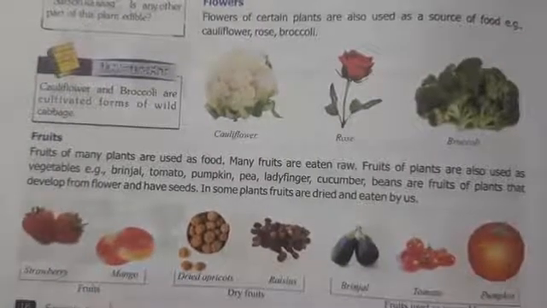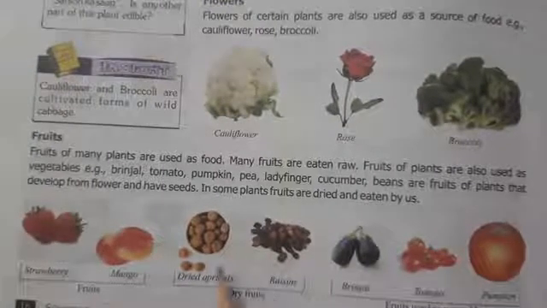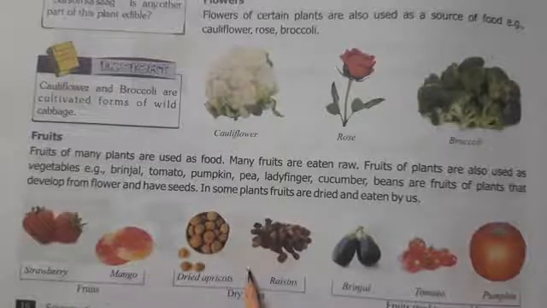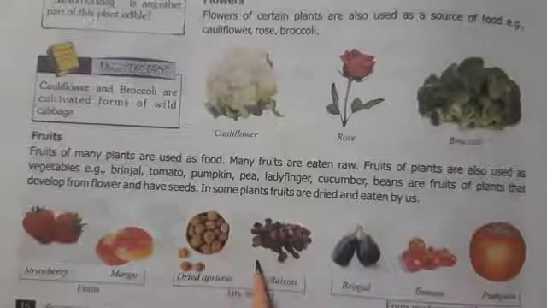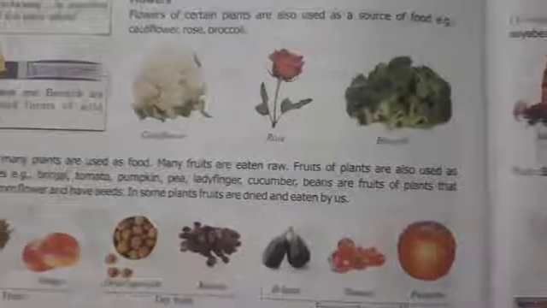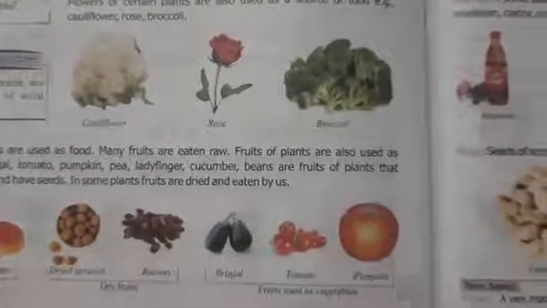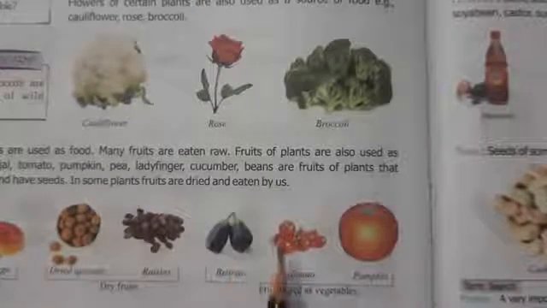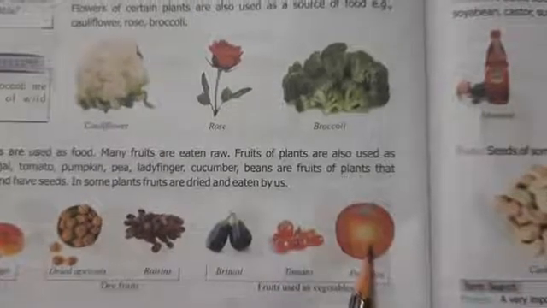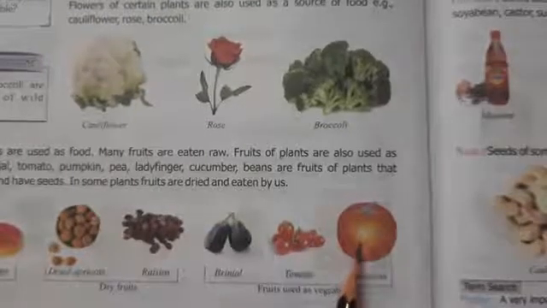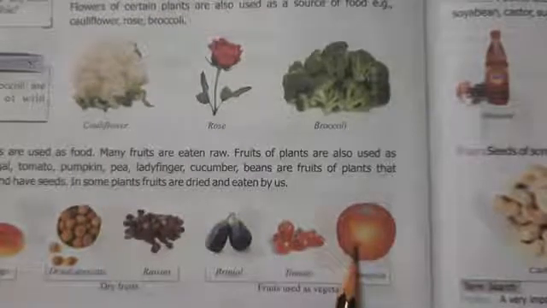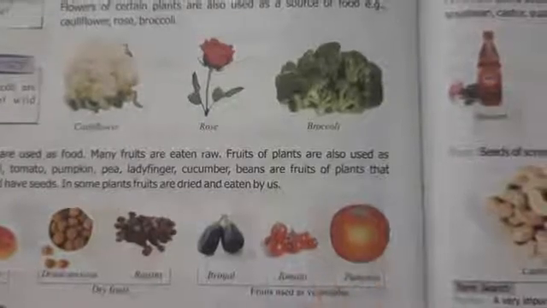Then you know about dry fruits. Dry fruits, you have got apricots, raisins, cashew nuts, almonds. All these are dry fruits. Then the fruits which are used as vegetables. We use them as vegetables: brinjal, tomato, pumpkin. But actually, what are they? They are the fruit of the plant. They are not vegetables, but we eat them as vegetables, but these are the fruits of the plant.